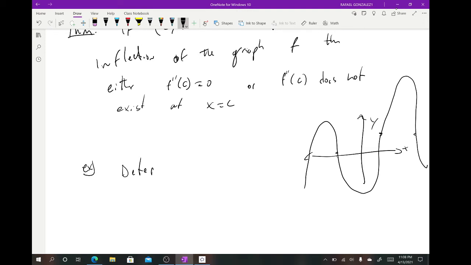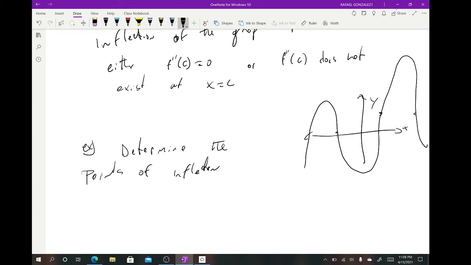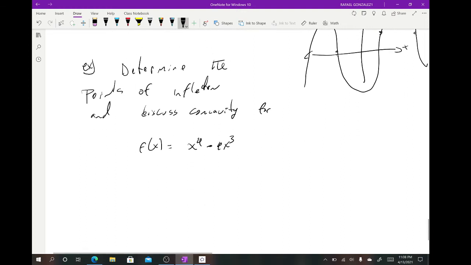Right, so the example is: determine the points of inflection and discuss concavity for f of x is equal to x to the fourth minus 4x cubed. This function is continuous at all points in its domain. It's a polynomial function, so we can simply go ahead and take the derivative without worrying about points where the derivative does not exist.